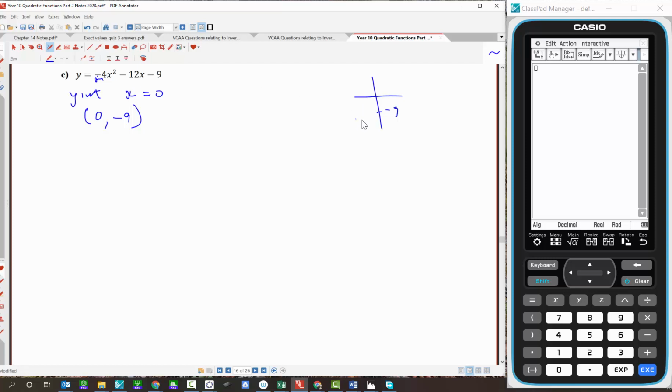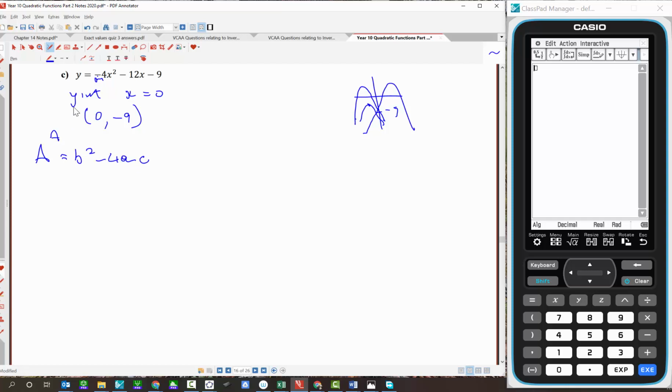So it could be many things that happen now. It could be like that, it could be like that, it could be like that. We could get x-intercepts, we may not get x-intercepts. So why don't we check? Why don't we check whether we're going to get any by running the discriminant check?